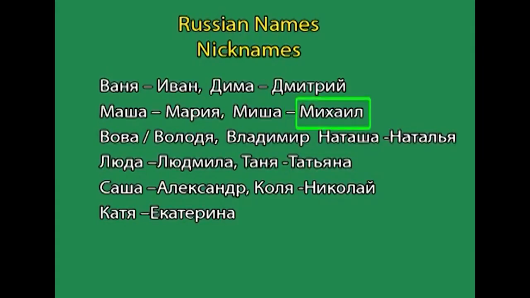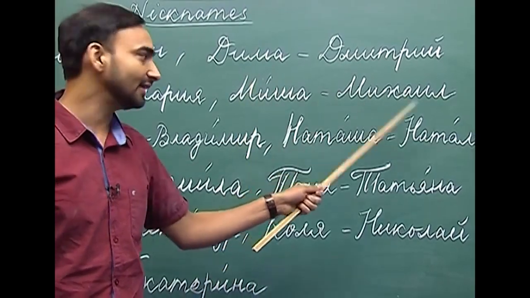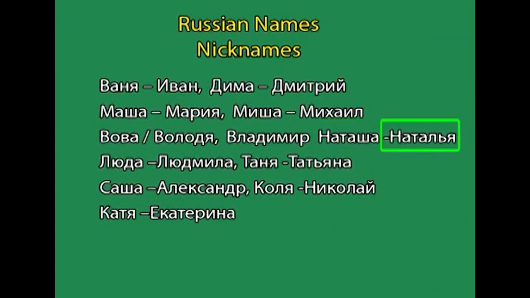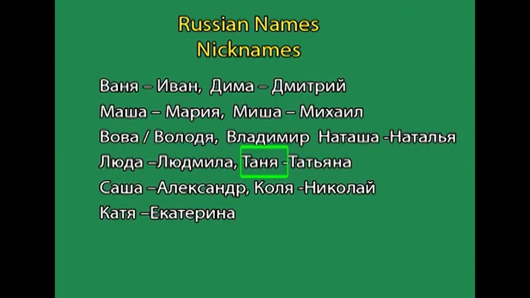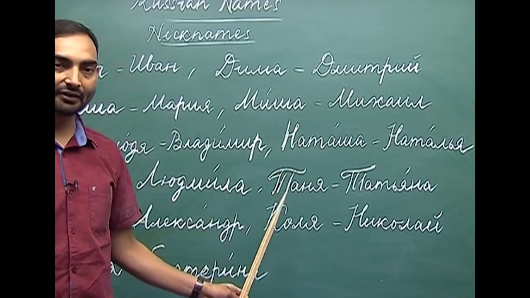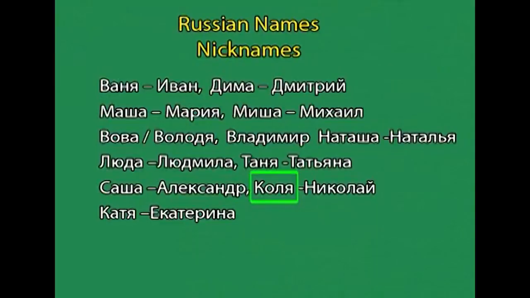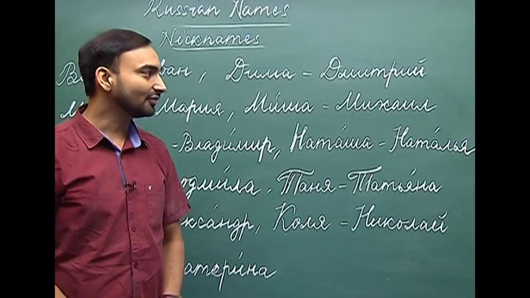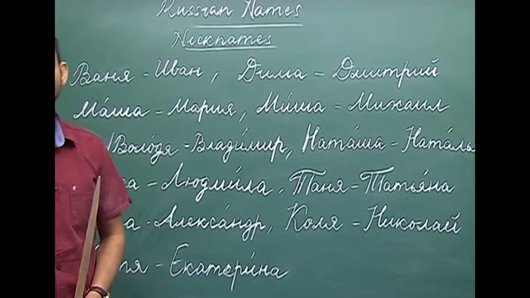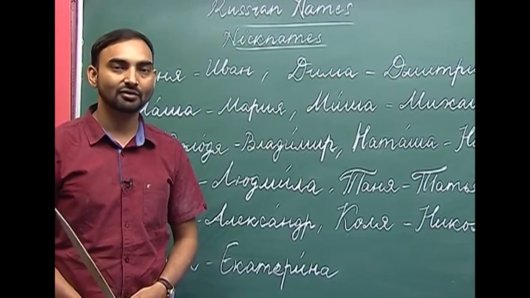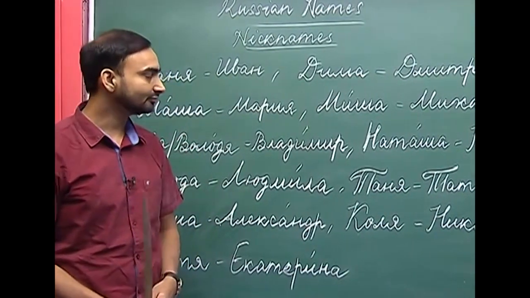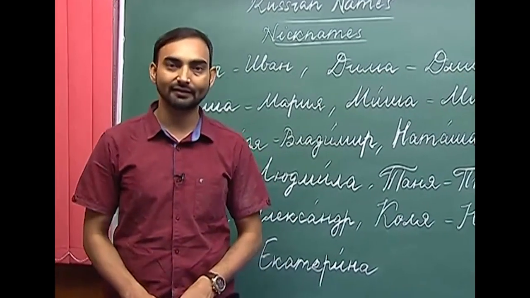Misha Mikhail. Natasha Natalia. Tanya Tatiana. So, if the first name is Tatiana, then the nickname would be Tanya. Kolya corresponds to the first name Nikolai. So, these are a few of the nicknames that are used in Russian language to address someone in informal context or the familiar situations. So, this is all we have for today's lesson.